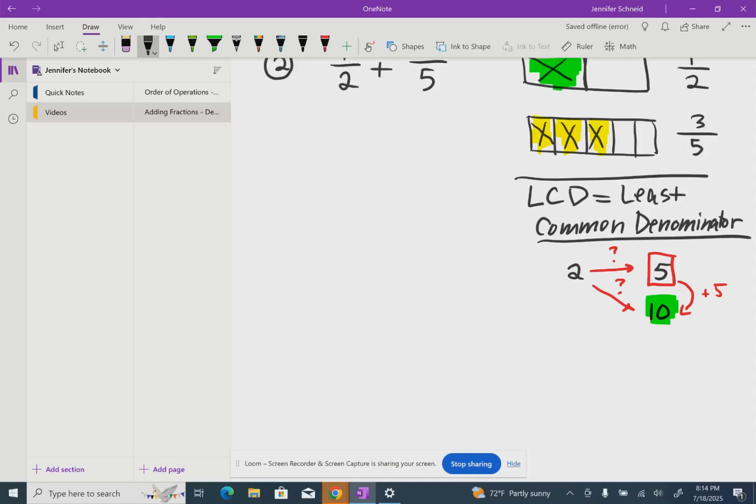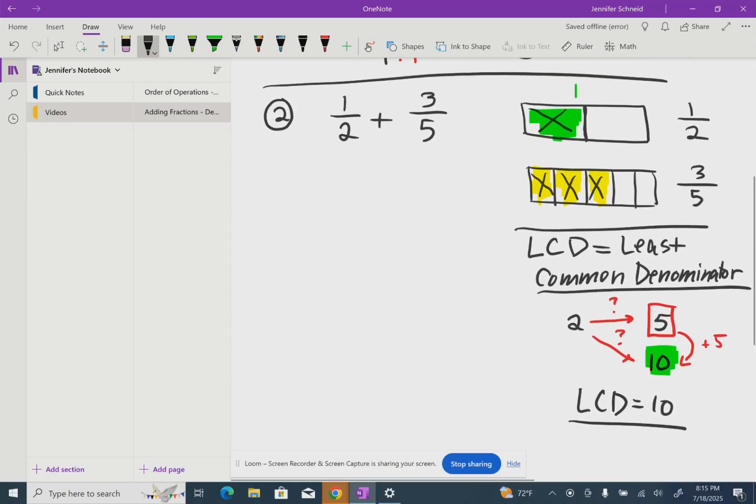So again, for the least common denominator, I want to think between 2 and 5, what is the smallest number that can be divided by 2 and 5? So I take my largest number, I say, does the smaller number go into it? No. So then I get the next multiple of that largest number, which was a 10. Does 2 go into 10? Yes, it does. That is my least common denominator.